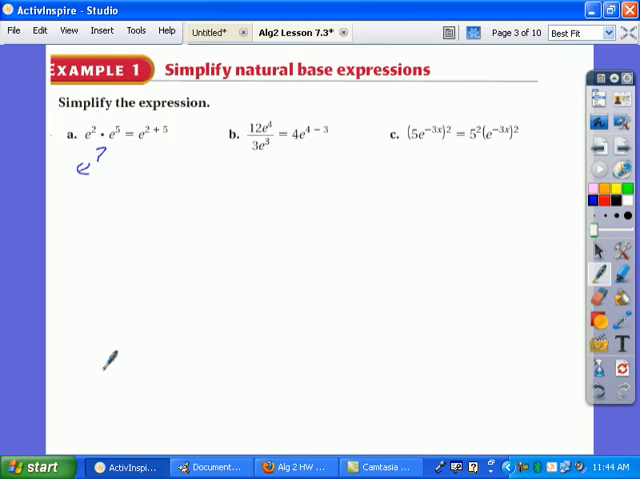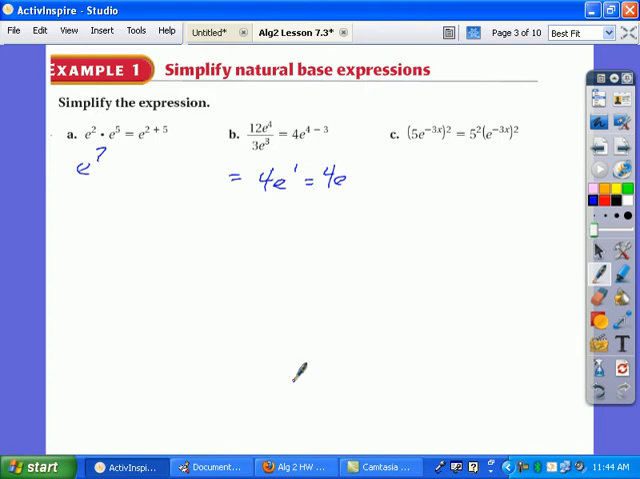If we're dividing, the rule says we subtract. So 12 divided by 3 is 4. e to the fourth divided by e to the fourth minus 3 is just e to the first, or you can just put it 4e.